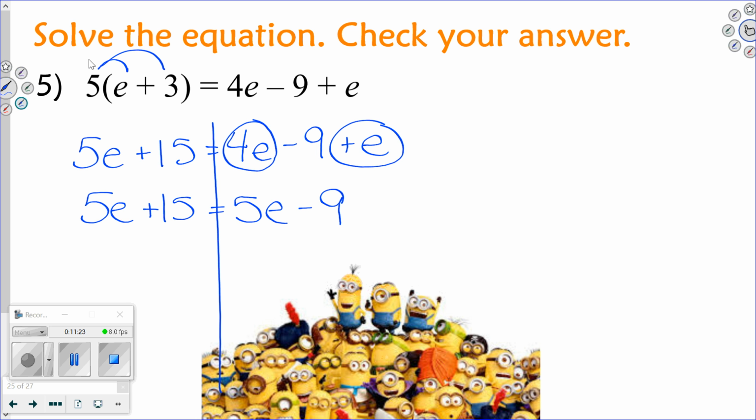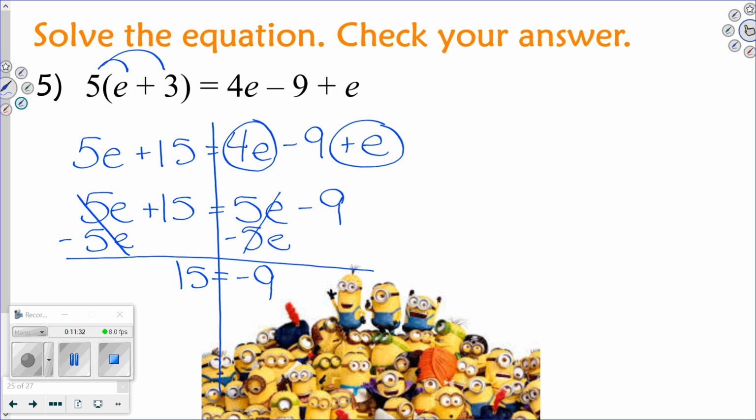And then I'll subtract the 5e. And what happens? It canceled. So I have 15 equals negative 9. Yes? Does 15 equal negative 9? No. That's not good. So my answer is there is no solution. So when variables cancel, you're either going to have all real or no solution, whether it's equal or if it's not equal. Or you can go through and actually get an answer, right? That's what we did yesterday. We actually went through and got answers.